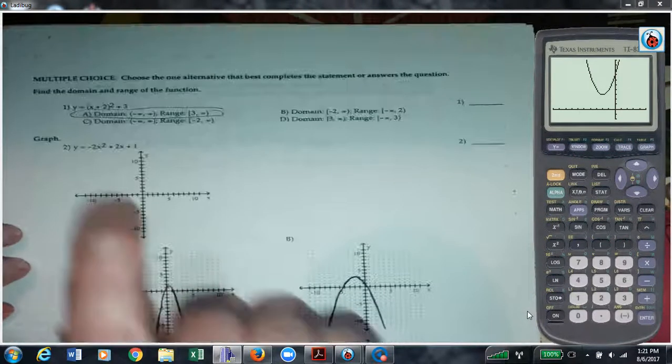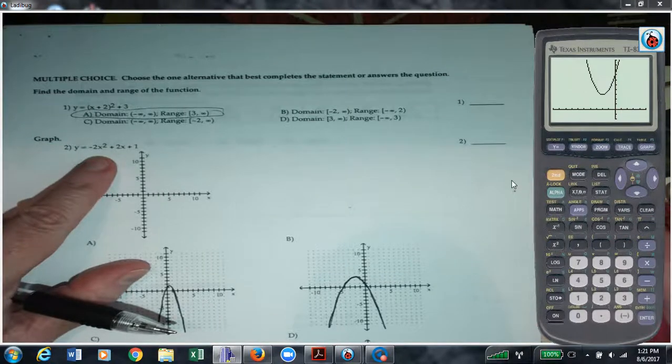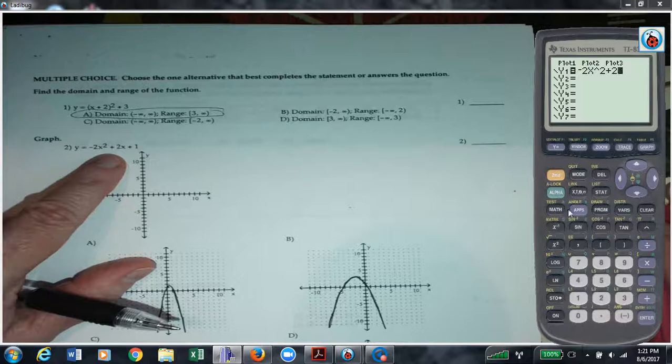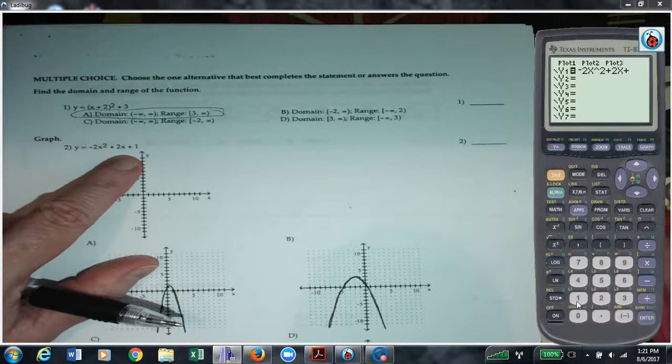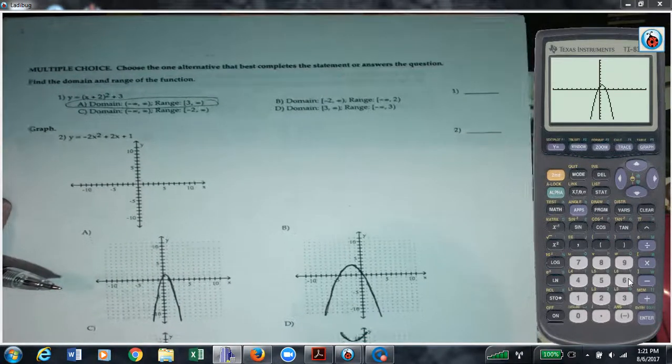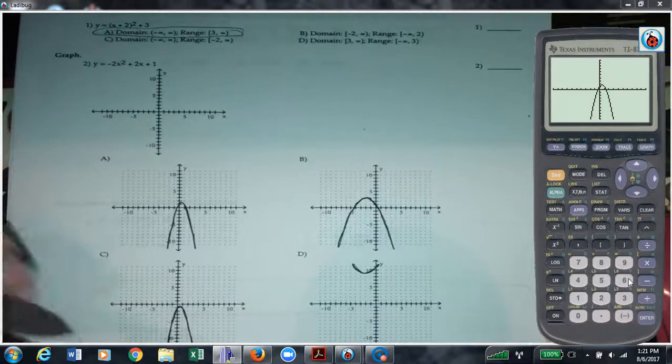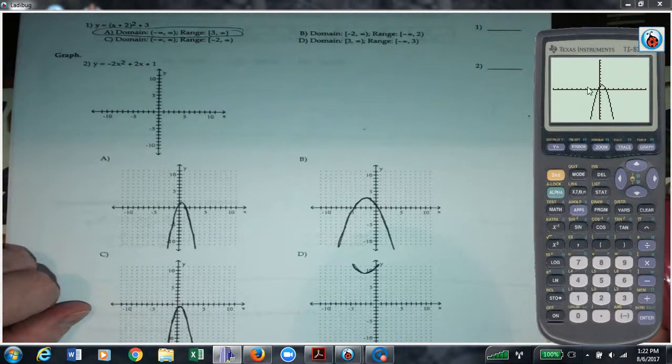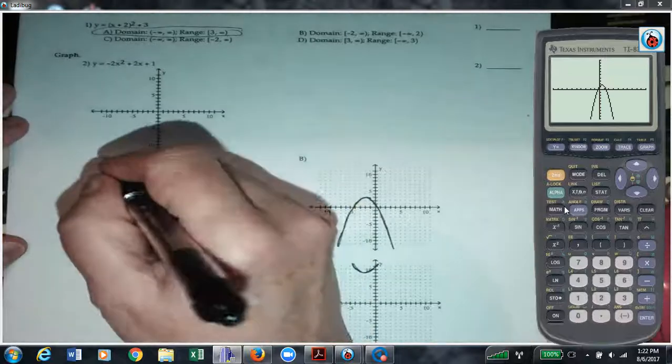All right, now we're meant to graph this, and so as long as you put it in your calculator correctly, we don't even have to think about it. It just says to graph it. So let's start with a zoom 6. Okay, and we can see that it is a parabola and it opens down, and the vertex is just above the x-axis here, and that's going to be the only one that matches it. So that was just a matter of putting it in our calculator and looking at it.